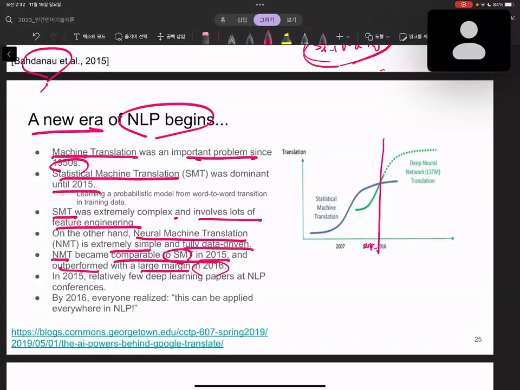In 2015, there were relatively few deep learning papers at NLP conferences, but by 2016, everyone realized that this can be applied everywhere in NLP. So this is the paradigm shift in NLP. And for your information, this was 2013 or 14 in the image domain.